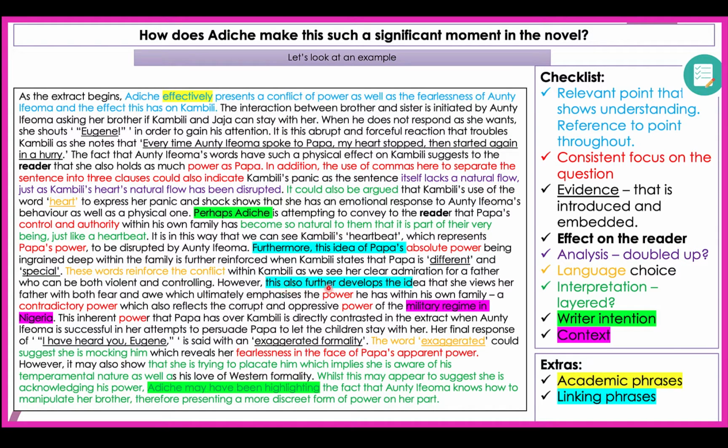However, this also further develops the idea that she views her father with both fear and awe, which ultimately emphasises the power he has within his own family, a contradictory power which also reflects the corrupt and oppressive power of the military regime in Nigeria.